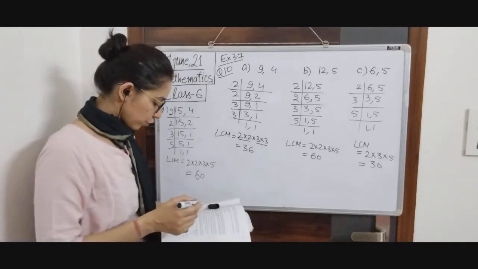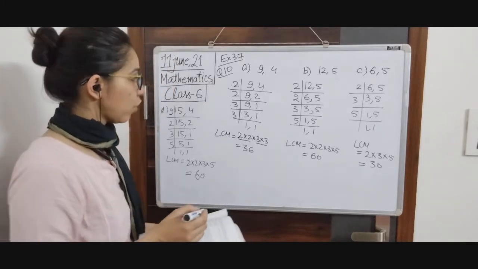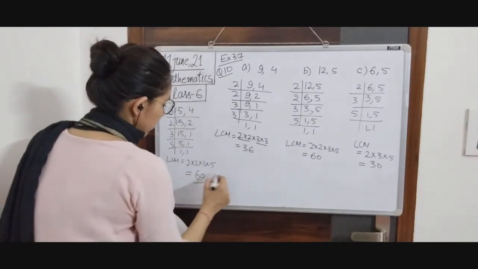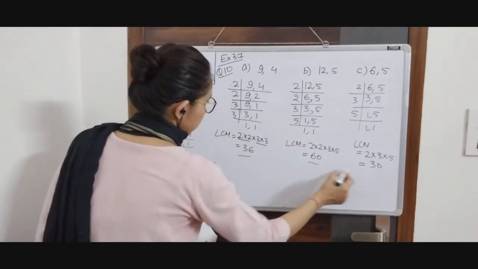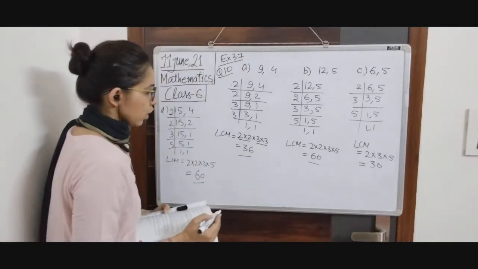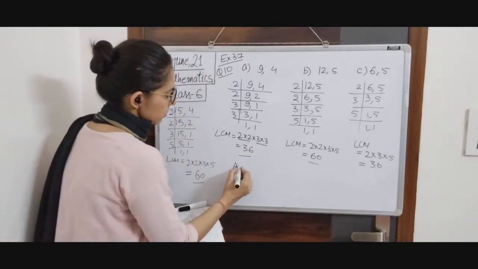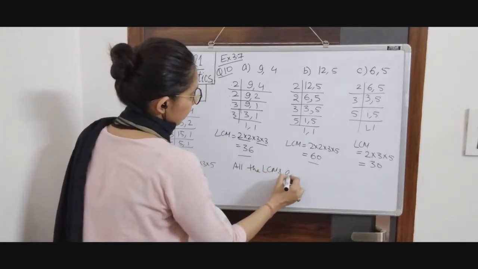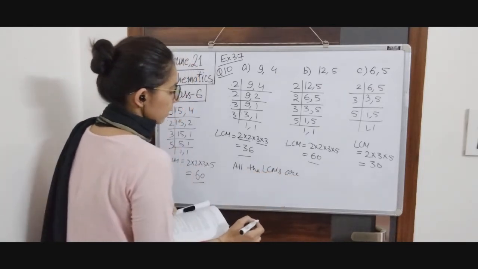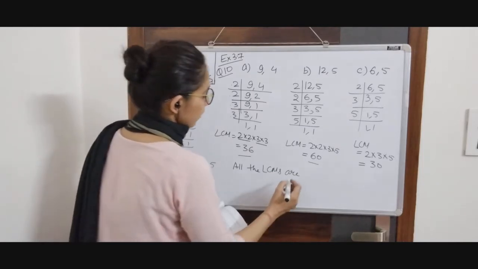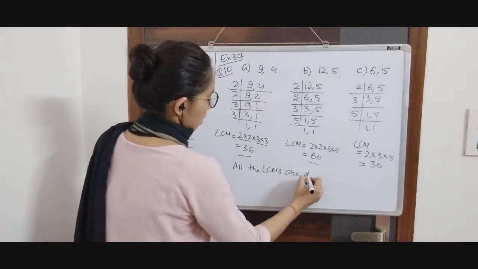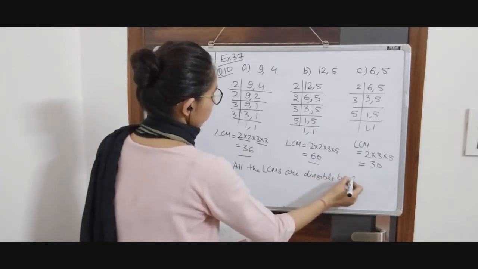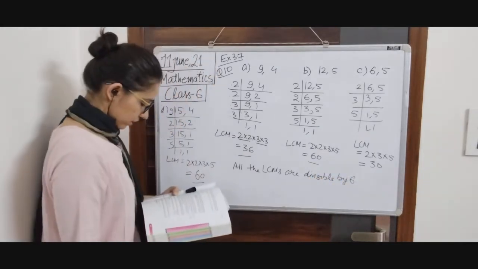Okay, now we have to find a common property in the obtained LCMs. In the LCMs, we got 4 LCMs, 60, 36, 60 and 30. All of these numbers, all the LCMs are divisible by 2, right? Divisible by 3, right? It means they are divisible by 6 also. That was the common property.